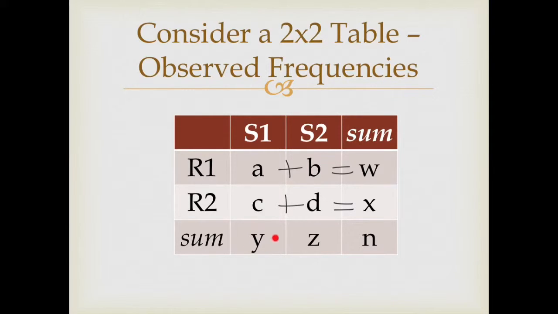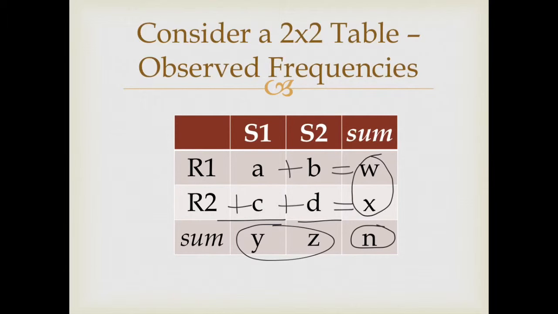Similarly, Y and Z are the sums of our two columns. So we could say that A plus C is going to equal Y, and B plus D is going to equal Z. Now when calculating our expected values, it's important that we understand that we're using these sums. So we'll be using just the W, the X, the Y, the Z, and then the N, which represents the total number of people in the study, or objects. And again, we find those sums by adding the rows or by adding the columns.